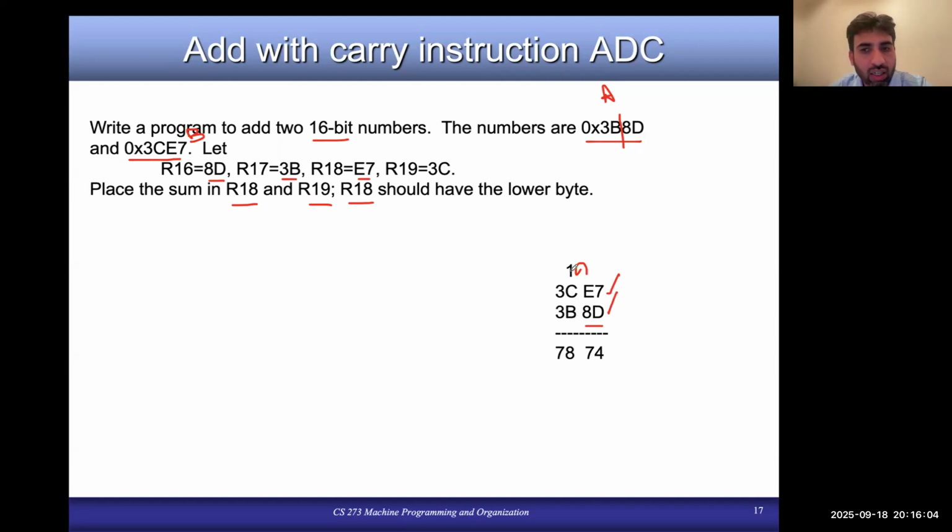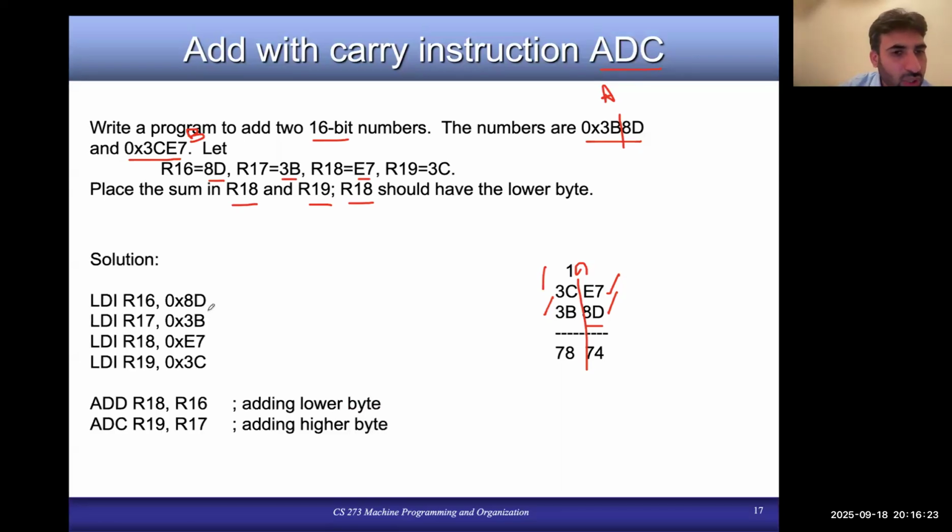To make our life easier, the AVR microcontroller gives us an instruction named add with carry. So we can say add 3C, add 3B, and while adding them together, also add the value of carry into the addition process. So here is the program. We are simply first loading our operands.